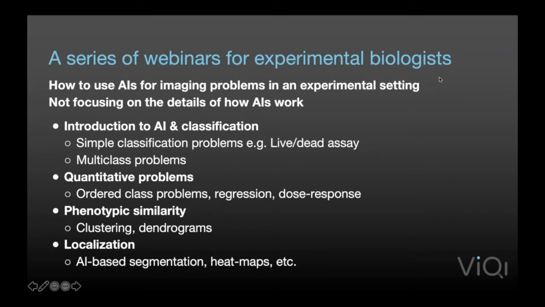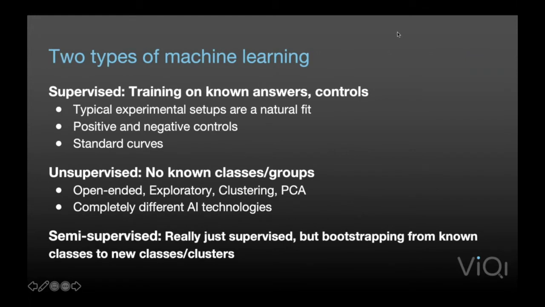There are other kinds of problems, which are a hybrid between classification and quantitative problems, where you're trying to gauge phenotypic similarities. So, quantitative similarity between phenotypes that would allow you to cluster things, draw dendrograms, etc. And lastly, we'll cover localization, so finding things in images using AIs and using that for segmentation or heat maps, etc. So that's our series, and let's start off with the first one on Intro to AI.